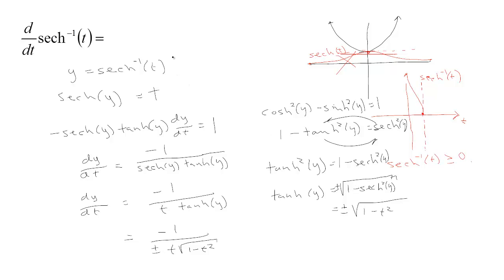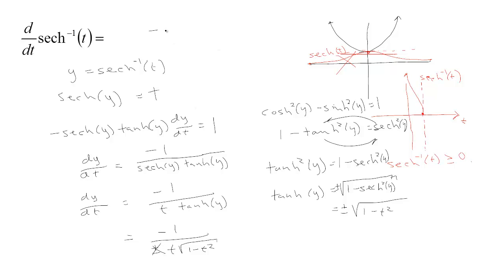Okay, well, the secant inverse only works if t is between 0 and 1. And if t is between 0 and 1, then we're taking the secant inverse, a number between 0 and 1, we know that y is positive, right? And if y is positive, we know the tangent is positive, so we didn't really need to worry about the plus or minus.